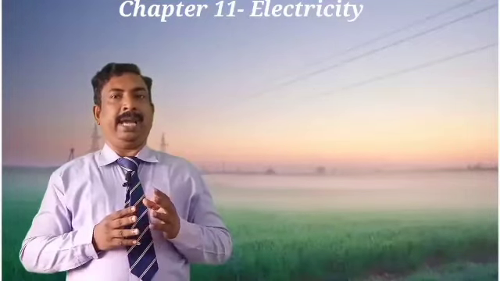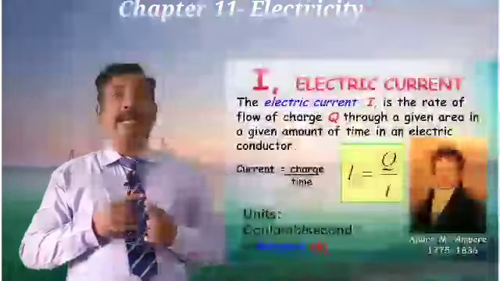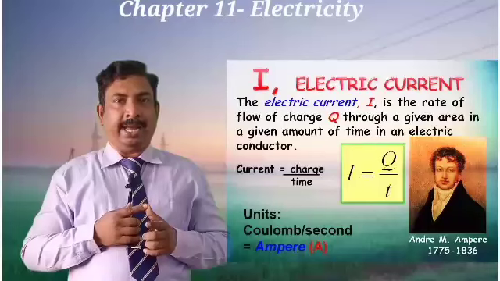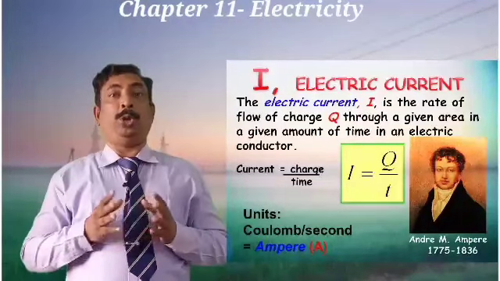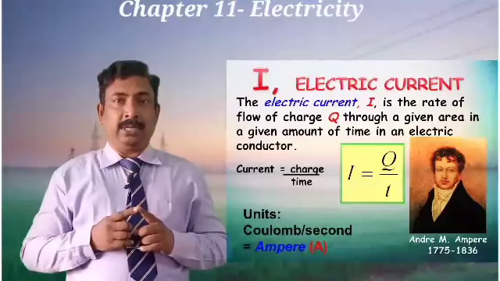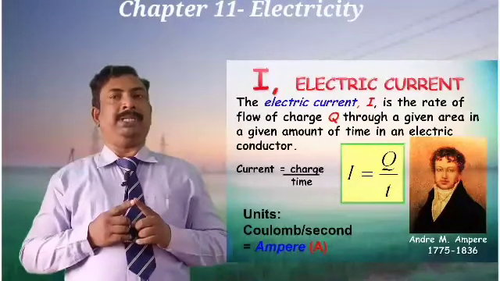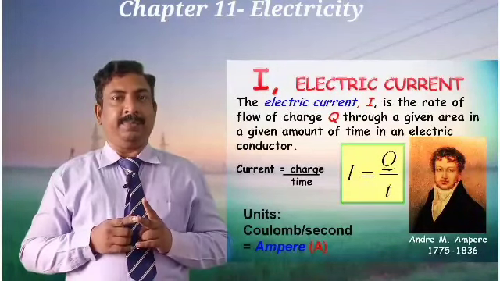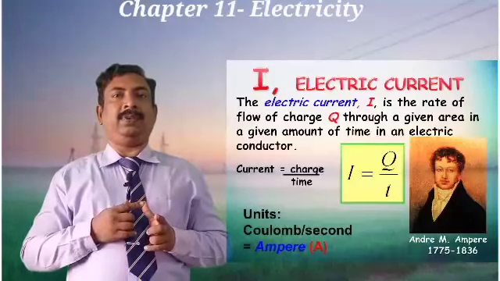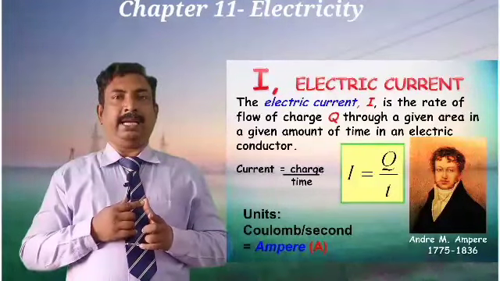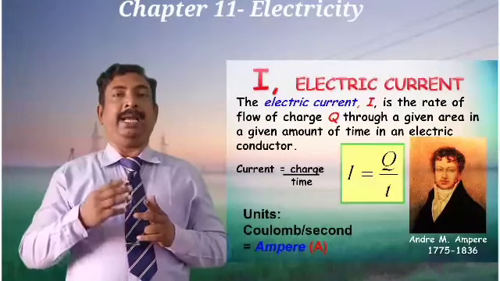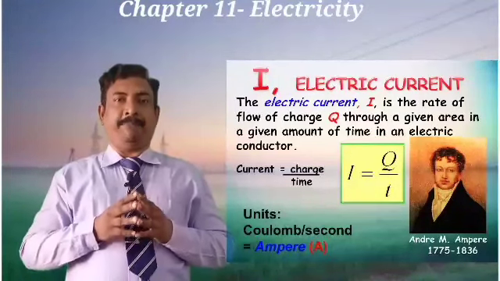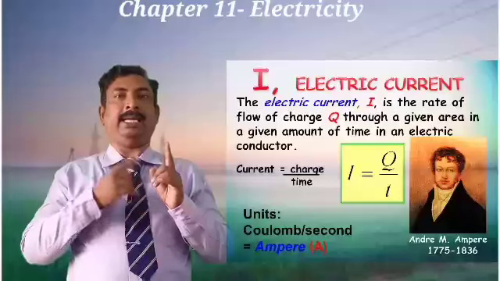But mathematically, we express the electric current like this. Rate of flow of charge is called electric current, and its formula is I = Q/T. What does Q stand for? The amount of charge, measured in coulombs. T stands for time, measured in seconds. I stands for current. So electric current is equal to charge by time, and its unit is coulomb per second. The SI unit of electric current is ampere, meaning 1 coulomb per 1 second is equal to 1 ampere.